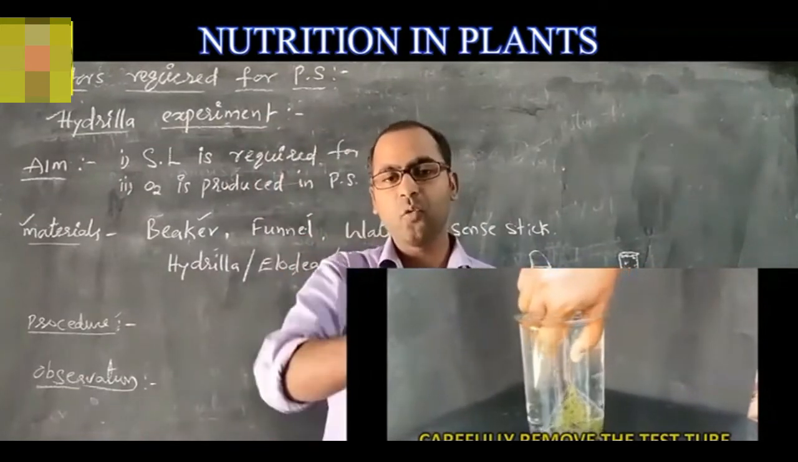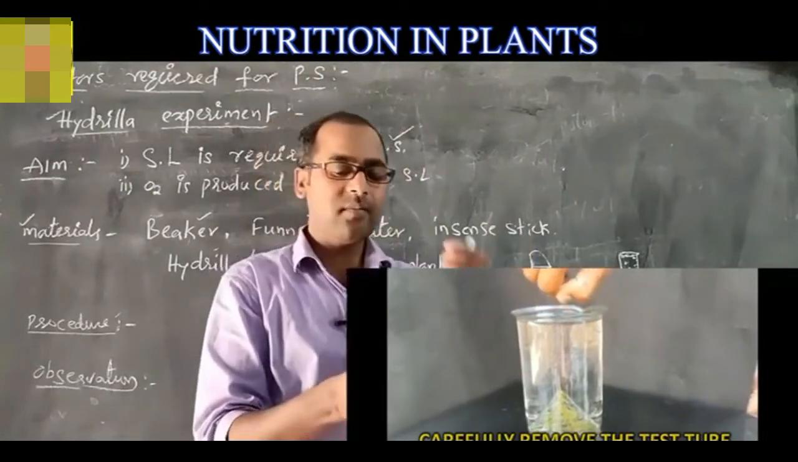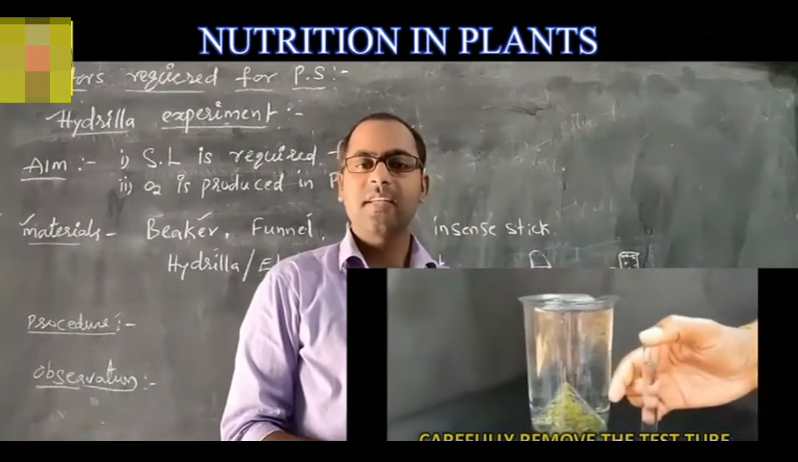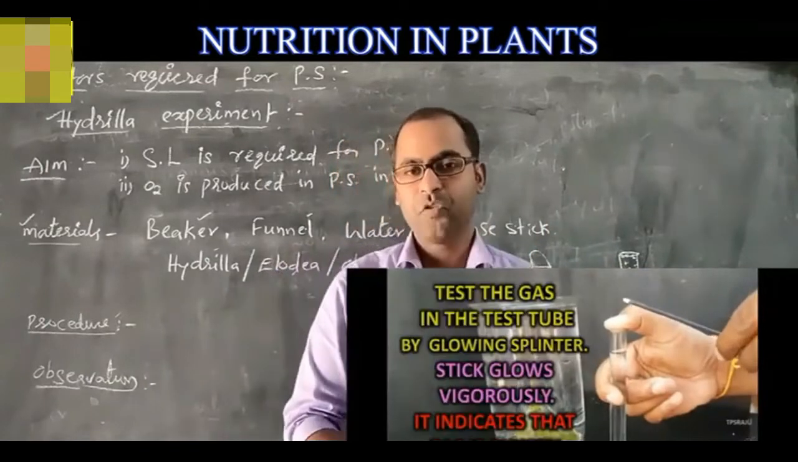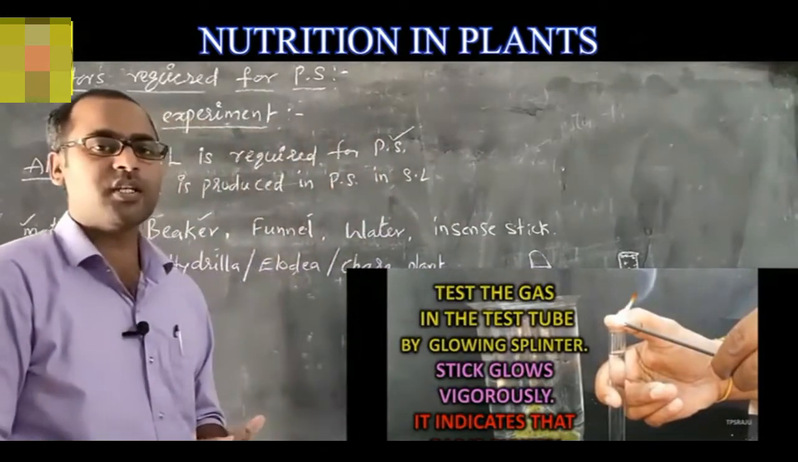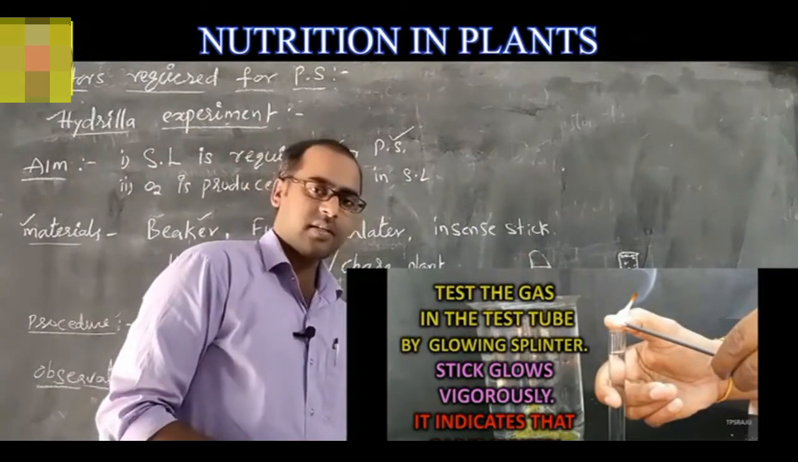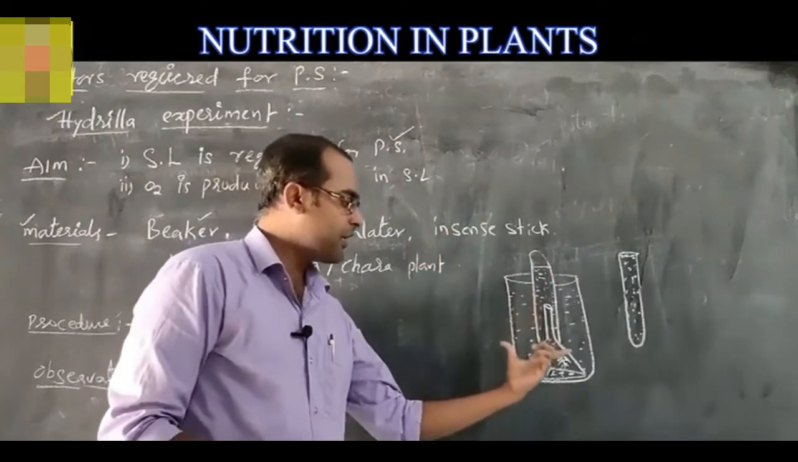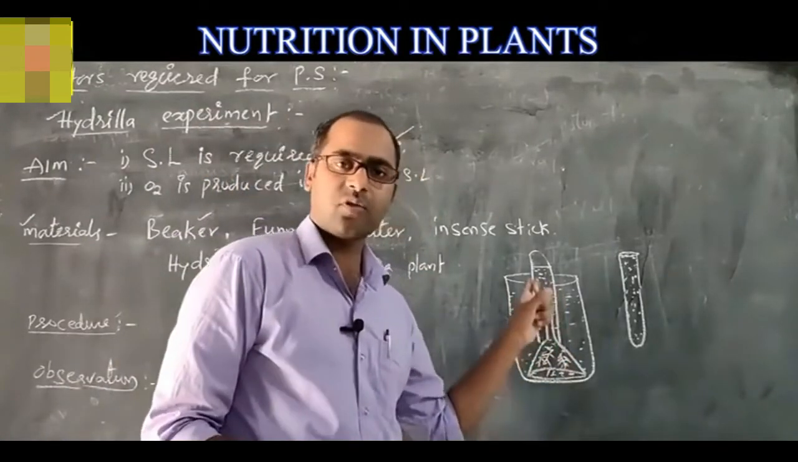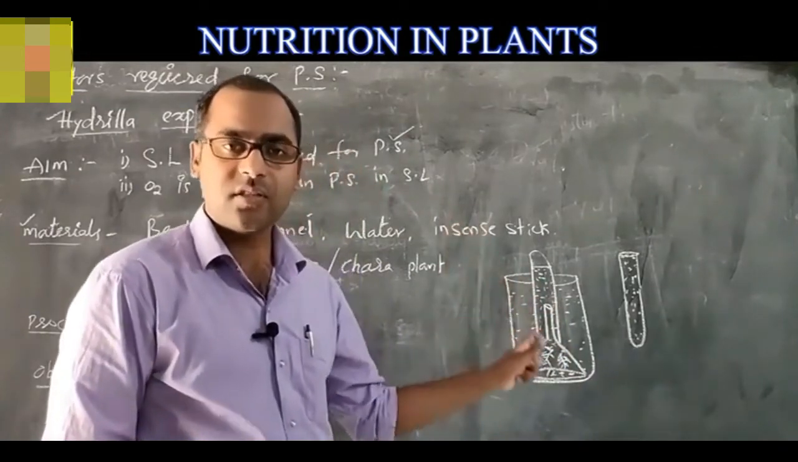If you take the test tube out and place a glowing incense stick near the mouth of the test tube, then the incense stick will burn with a high flame. That confirms the produced gas is oxygen. So when the experimental setup is placed in sunlight, gas bubbles are produced. That means photosynthesis has taken place. That proves sunlight is necessary for photosynthesis.